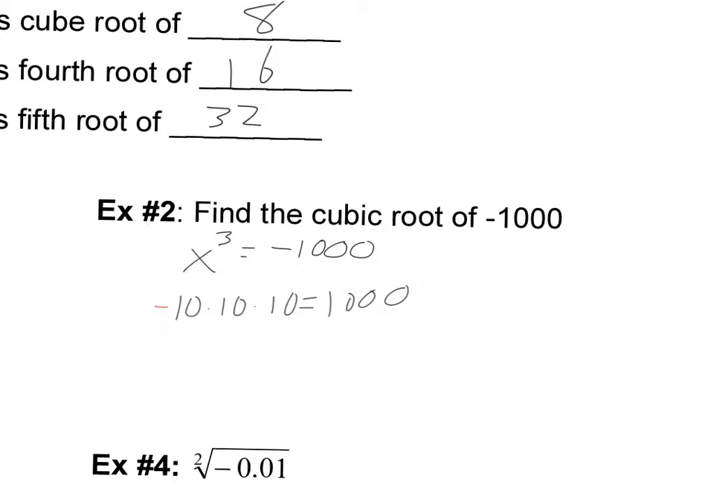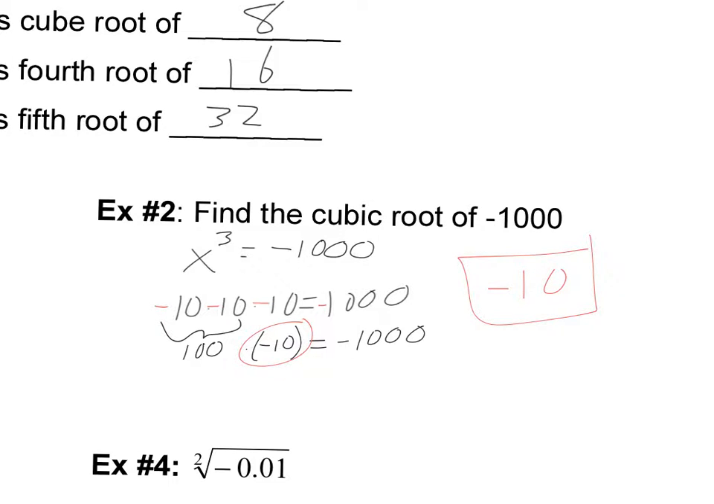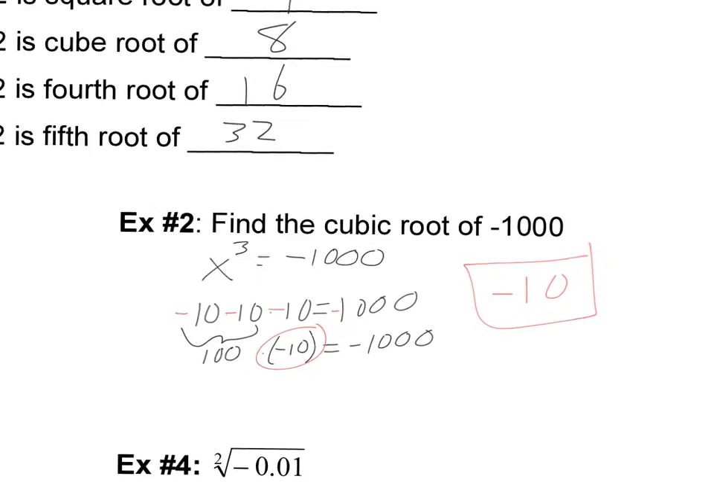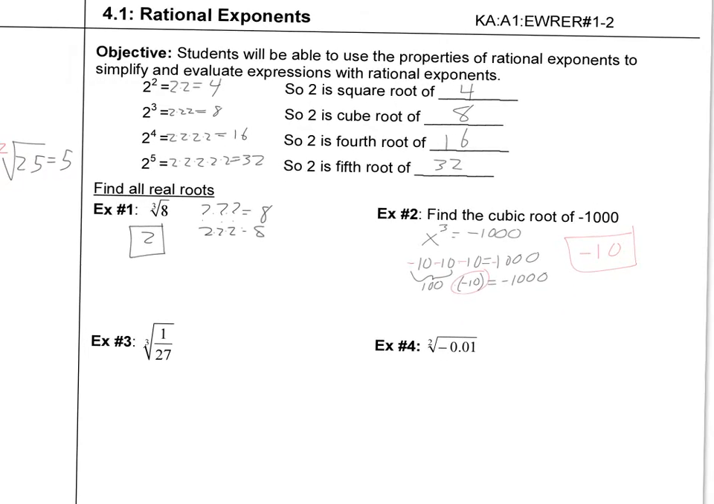Well, what about negative 10? Negative 10 times negative 10 is positive 100. But if I'm still multiplying that by negative 10, that would be negative 1,000. So negative 10 is actually the number we're looking for here. The cube root of negative 1,000 is negative 10. So, just an interesting way of thinking about things when we talk about the cube root or the square root. But it's important that we understand what it is that we're thinking about.